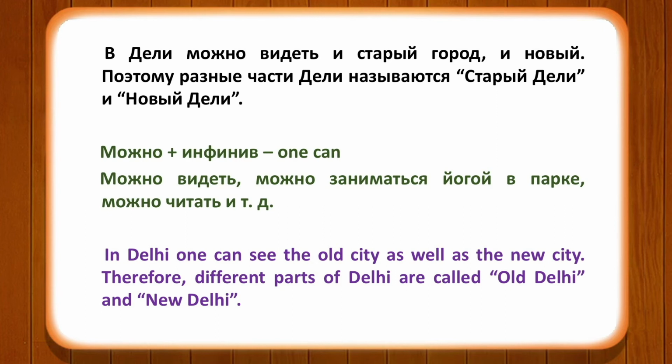Поэтому разные части Delhi называются Старый Delhi и Новый Delhi. So therefore, different parts of Delhi are called Old Delhi and New Delhi. Once again, I am reminding you, можно will always be used with the infinitive verb. So it will be translated as one can. Можно видеть, можно заниматься. You frequently use можно войти when you enter the class. So, можно читать. Please remember, with the word можно, we will always use the infinitive form of the verb.